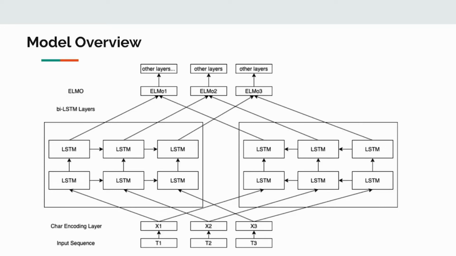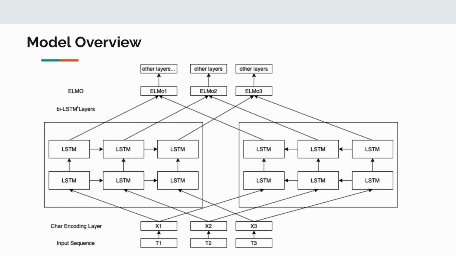Next, I'm going to give an overview of the whole model architecture of ELMo. First, the input is a sequence of tokens, as I show here from T1 to T3. Then each token passes through a character embedding layer, which I'll talk more about in the next slide. Then it comes to the core part of ELMo, which is the bi-directional bi-LSTM layer.